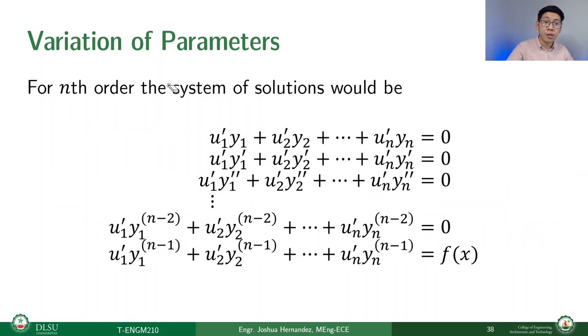So, second-order means you have two fundamental solutions. What if it is higher order, or nth order? This is getting more interesting, because the matrix and our system of linear equations grow larger. For an nth-order system of solutions, this would equal u sub 1 prime y sub 1 plus u sub 2 prime y sub 2 until u sub n prime y sub n. You will notice that it is consistent: u sub 1 prime all throughout, then u sub 2 prime all throughout, up to u sub n prime.